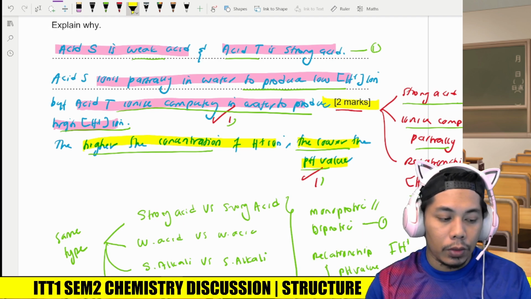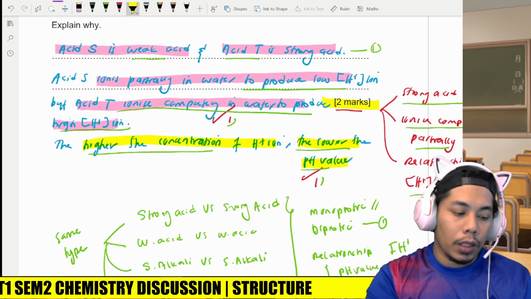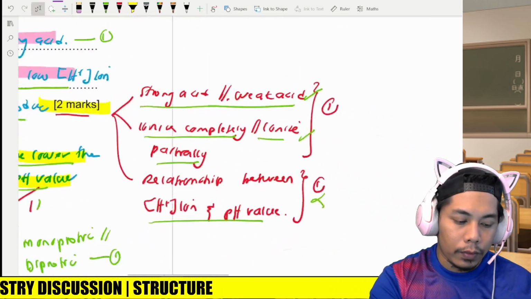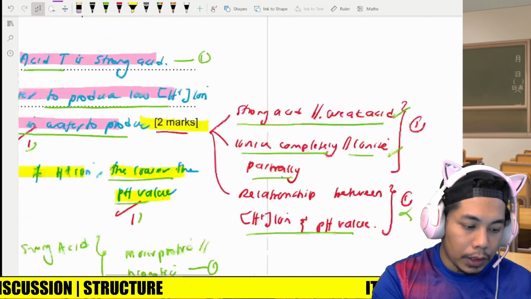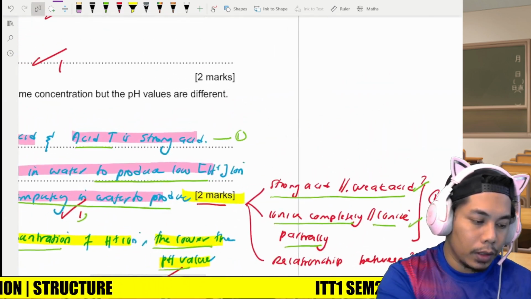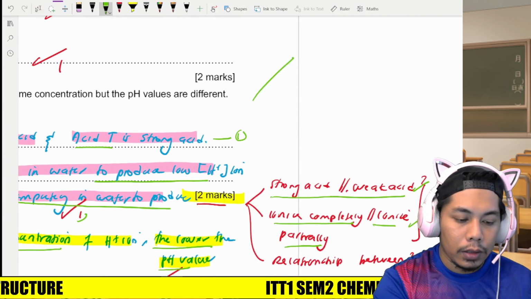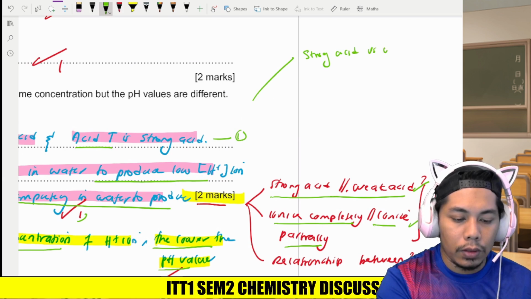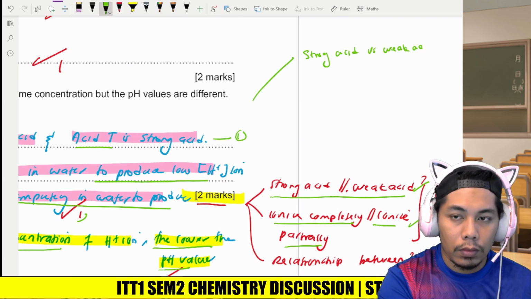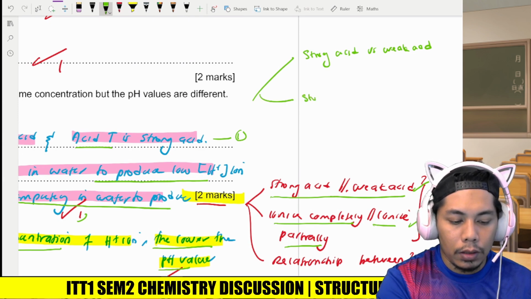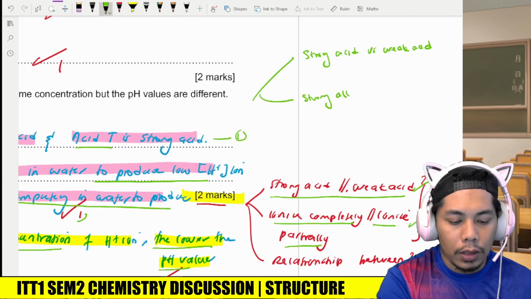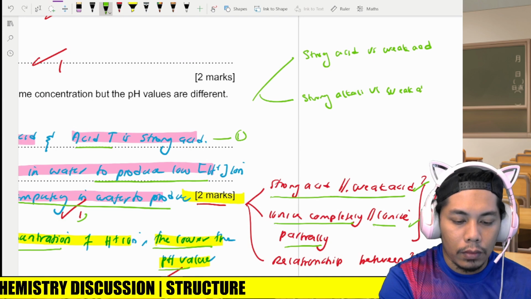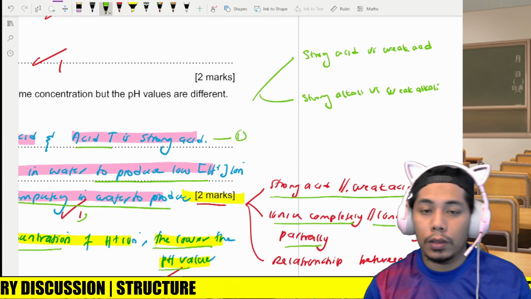Okay. So kena ingat soalan yang macam ni. Okay. Jawapan yang macam ni kalau dia melibatkan, okay, cuba tengok kat sini. Kalau dia melibatkan strong acid versus weak acid, ataupun dia melibatkan strong alkali and weak alkali, baru jawab macam ni. Okay.